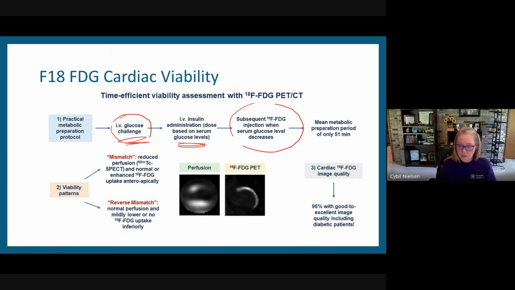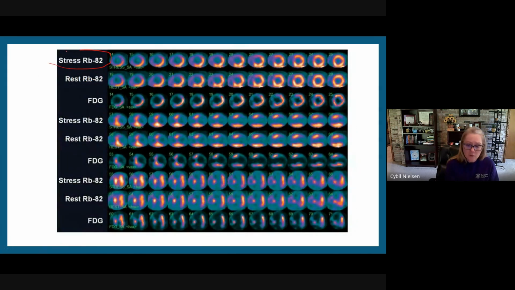So when we inject the FDG, it's going to go anywhere in the heart that is viable. So we're going to pair it with stress rubidium, rest rubidium. We have a matching defect. We want to know if it's viable, so we do an FDG. If it fills in, it's viable. In this case, it did not. So that tells us this is not viable tissue.